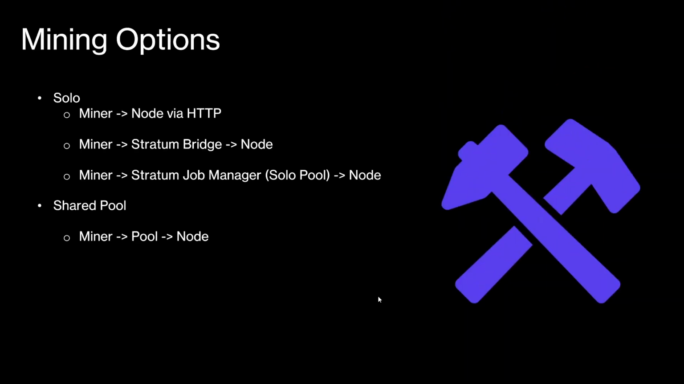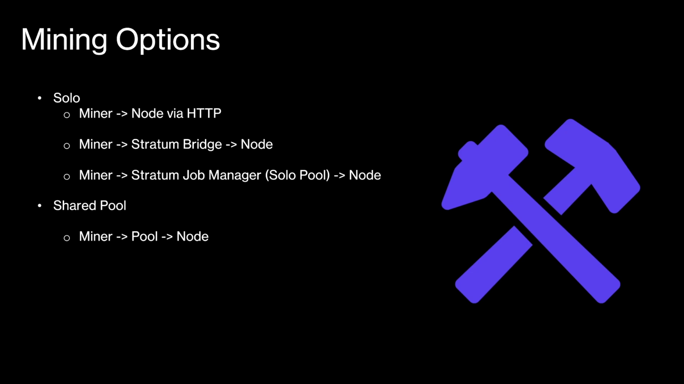Starting off, let's talk about what your mining options are. So you're probably aware that you've got solo mining, and then you have what we call shared pool mining. On the solo mining side, when Bitcoin came out and in the early years of some of those forks of Bitcoin, you could mine directly to your core wallet or your node using the HTTP protocol.